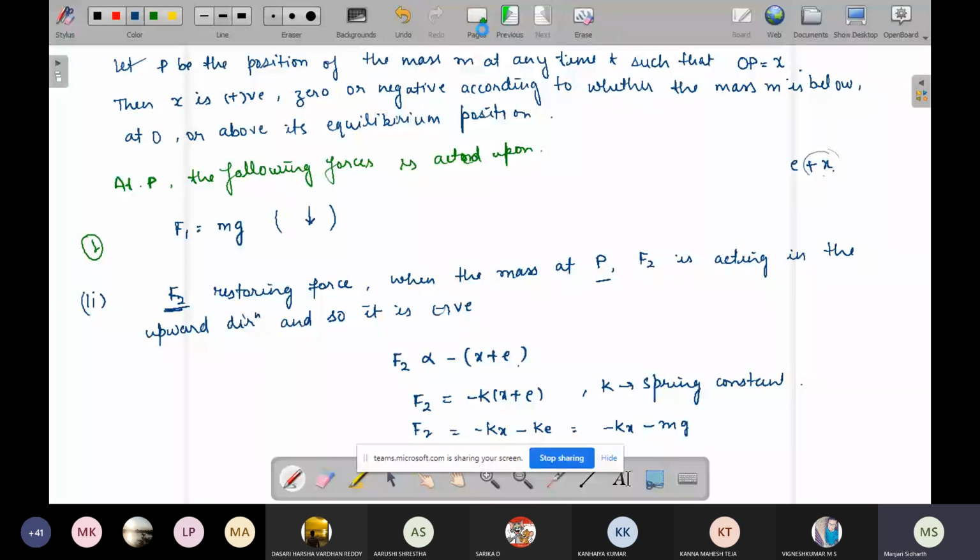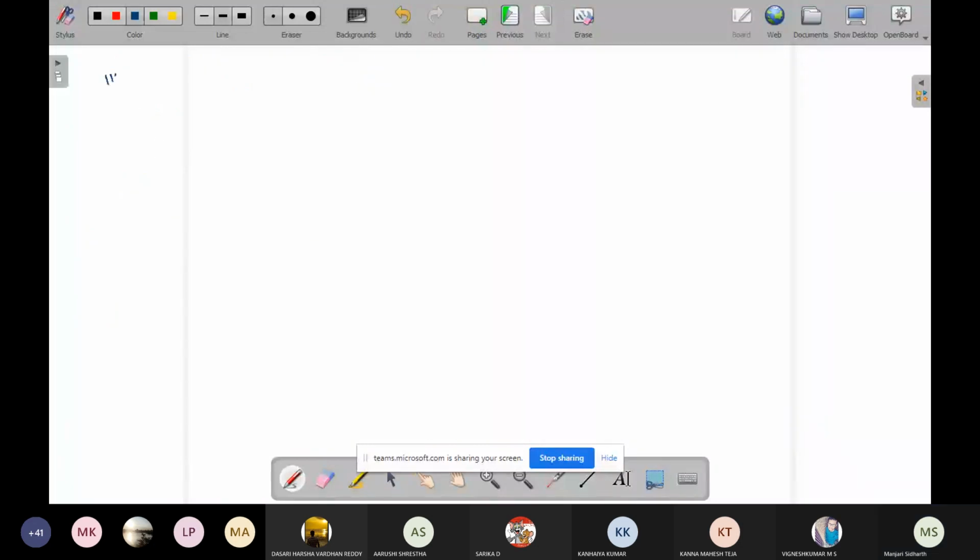Now the next force will be the resisting force. Resisting force always acts opposite to the motion of the spring, like for example the friction. So the third one is the resisting force, let's say F3, of the medium. This resisting force is called the damping force.